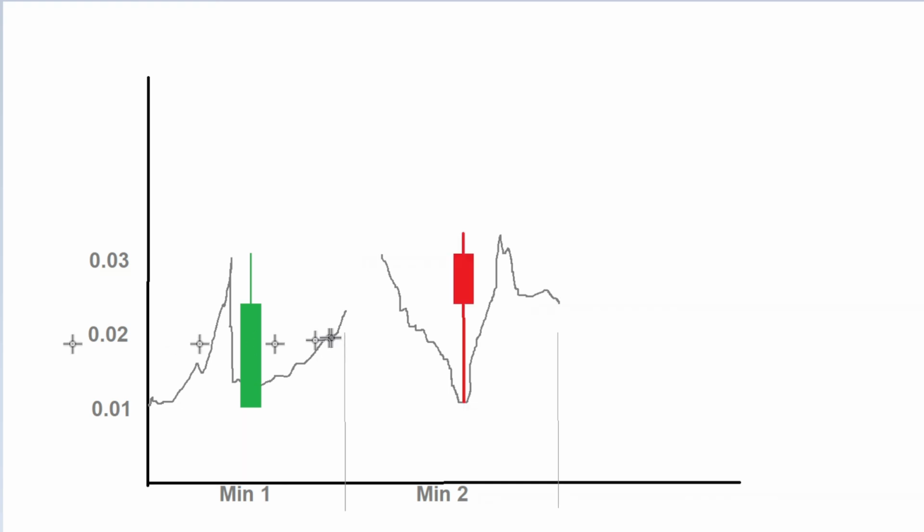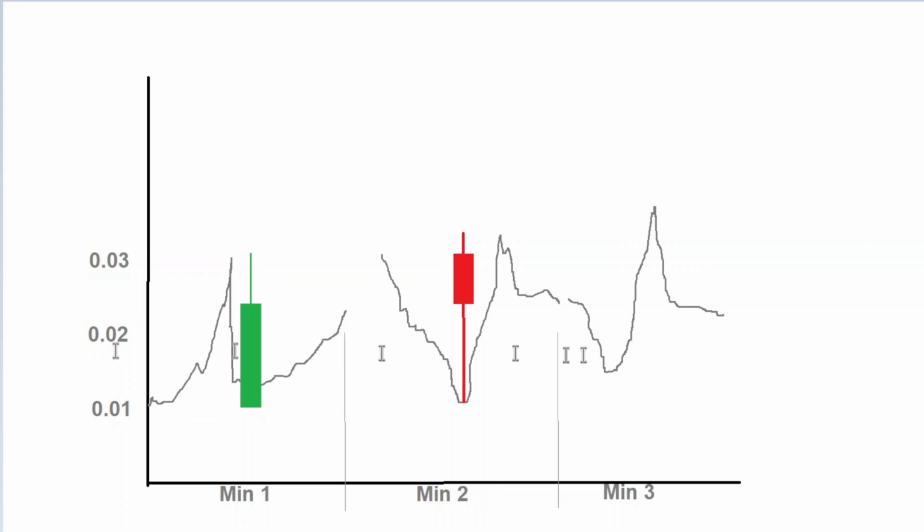I eyeballed it, but essentially this is the high right here, which would be this point over here. This is the low, which is that point. This is the close over here, and this is the open. And red tells you the price was descending, closing lower than it opened. So that's the basics of the green and red candle and the shadows or the wicks.